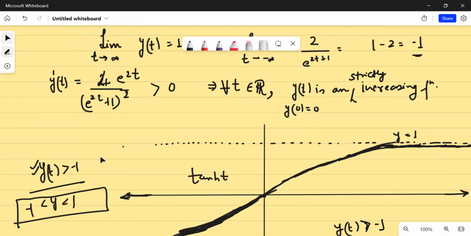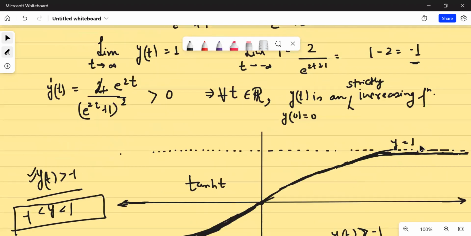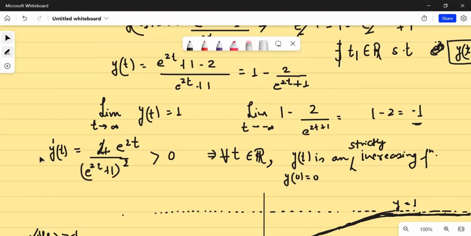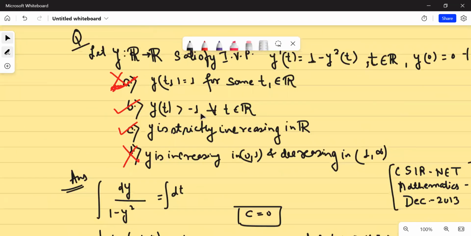Most often students ask me, if y is greater than 1, why would it be? Tan hyperbolic t, it will always lie between -1 and 1 only. If it lies between -1 and 1, then option number 2, that is statement B, is correct. That is y(t) is greater than -1. Yes, indeed, it's always greater than -1. In fact, you will find that y(t) always lies between -1 and 1, and obviously it is greater than -1. So options B and C are both correct.